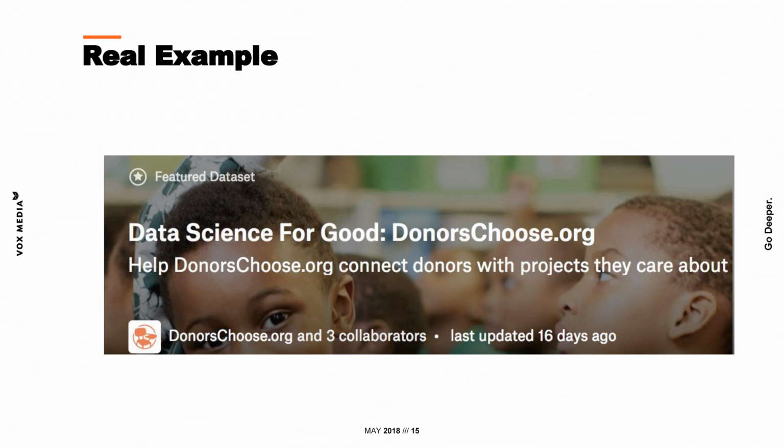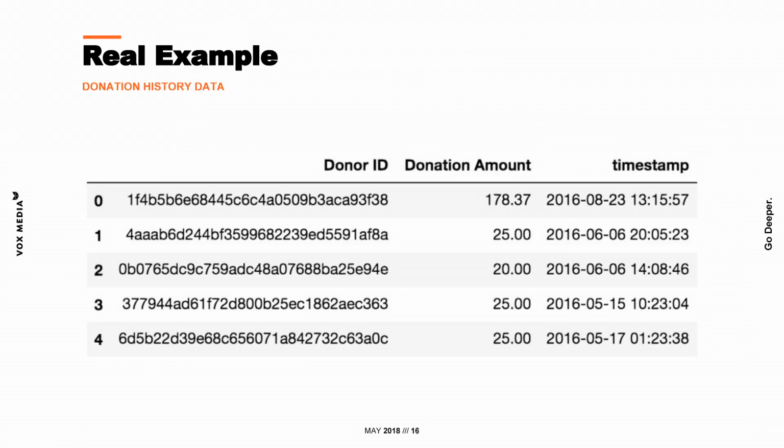So this is just a snapshot of what it looks like on the Kaggle website. This is what the data looks like. This is not even a relational database. It's basically the orders table that came in through a CSV file. You might recognize this as a printout of a pandas data frame. So you have an ID, you have a donation amount, you have a timestamp. This is just the raw data. And it's a data science conference, so there's some Python here.